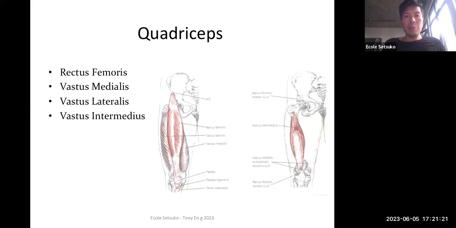All right. And then we have the quadriceps. Quadriceps, there are 4 of them. The rectus femoris goes straight down the middle from the ASIS. All of them will have a similar attachment at the base of the patella, at the tibial tuberosity, and through an infrapatellar tendon right across the patella right there.